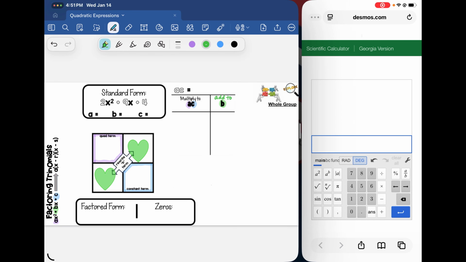All right, we are going to continue our lesson from yesterday, factoring trinomials, going from standard form to factored form. The only difference today is our coefficients to our quadratic term will not be 1. So the process will be the same, but it will be a tad bit different. So let's just dive in.